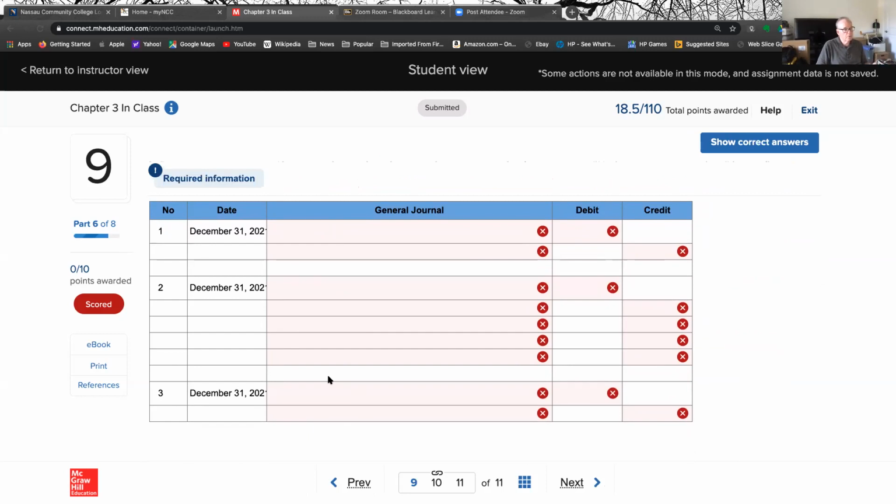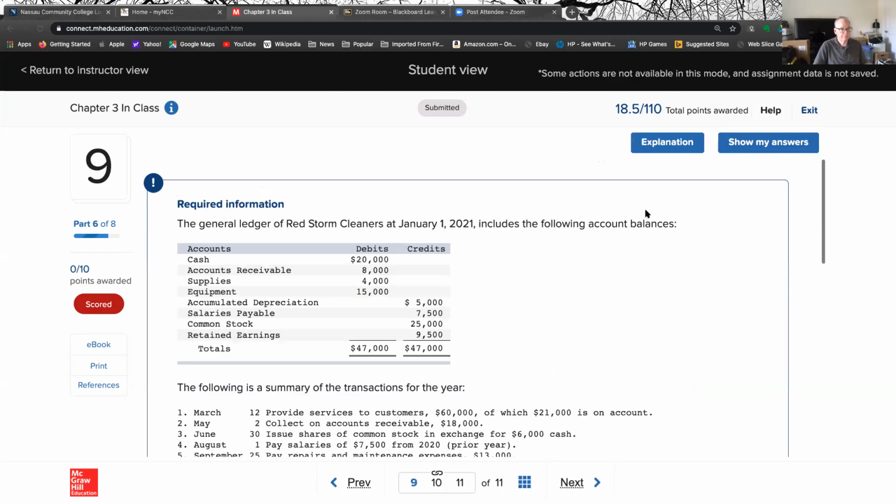Now, to make something zero, you have to do the opposite to it than it normally is. So, for example, if a revenue account has a credit balance, to make it zero, you have to debit it. Expense accounts have debit balances. To make them zero, you have to credit them. The other part of the entry is to retained earnings. All right, so let's take a look at the answers.